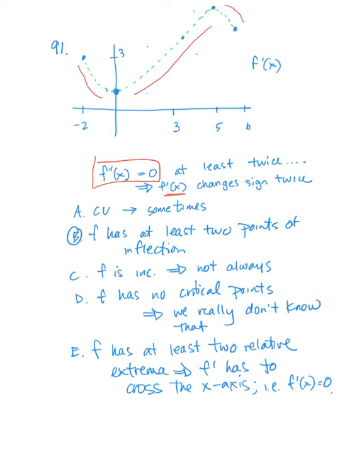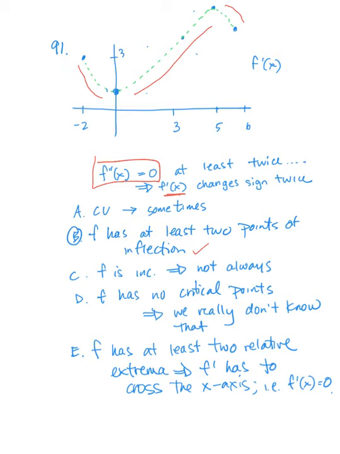Okay, so choice A says the graph is concave up. It is sometimes, but not always. Choice B, it says f has at least 2 points of inflection. That's our correct choice. That's where we know that f double prime is 0, but we also know that it's changing signs. So the slopes of f prime or f double prime are going from negative before 0, positive after 0 until about 5, and then negative again. So choice B is our answer.